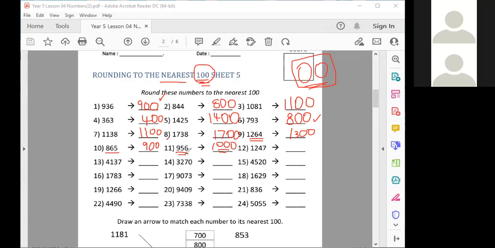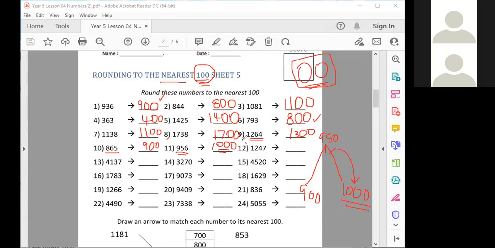Why? Because you are already at the edge of the number hill. Remember, this is your 900. After 900, it's 1,000. So this is 950. Your 956 is somewhere here. So yes, it will drop to 1,000.